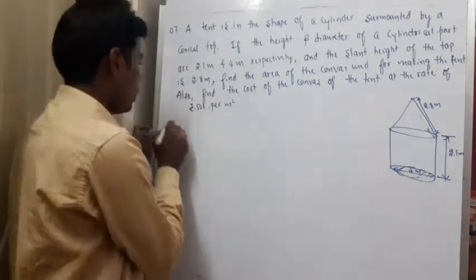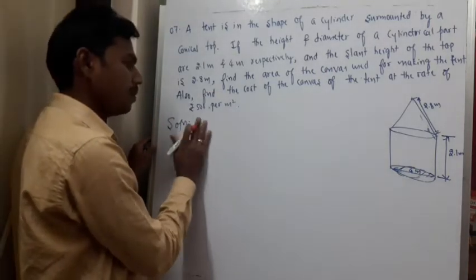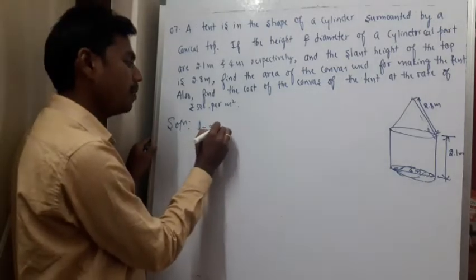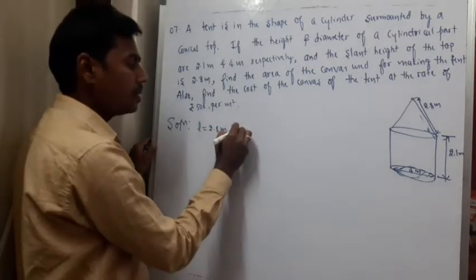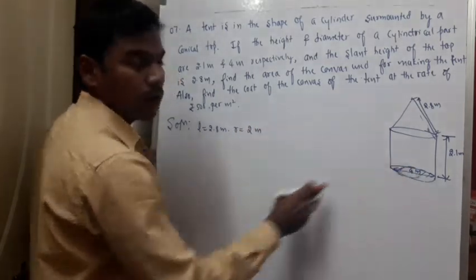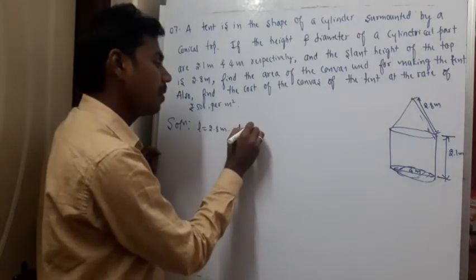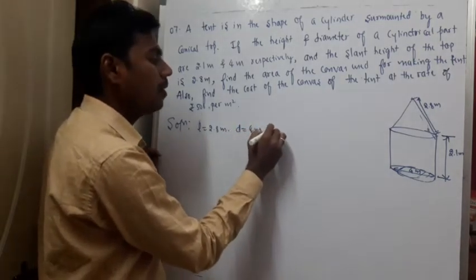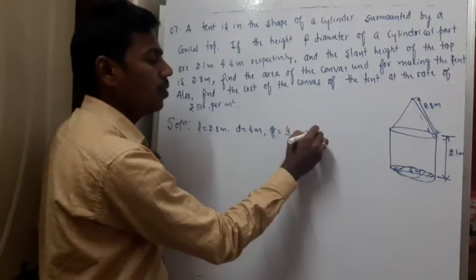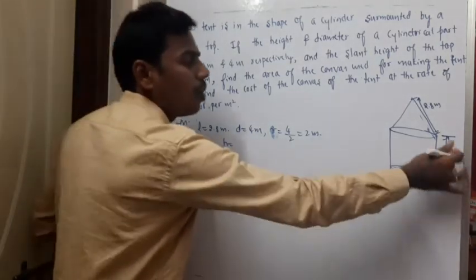See, now, the area of the canvas. Before that, what is given? L is equal to 2.8 meter, R is equal to 2 meter because D is 4 meter. If D is 4 meter, then R will be 4 by 2, which is equal to 2 meter. Next, what is the height? Height is 2.1 meter.